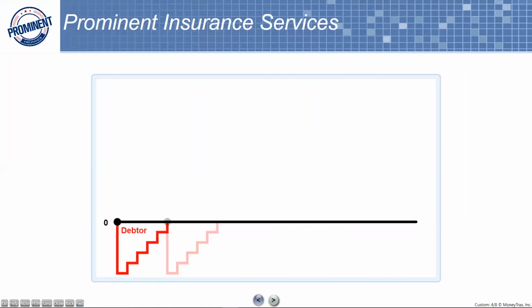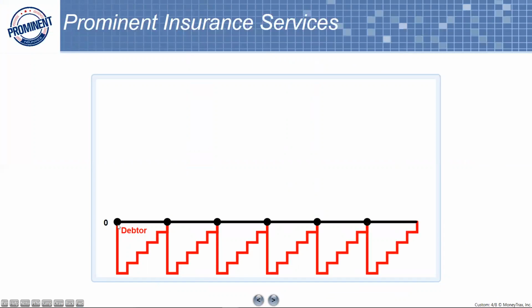So let's go. And this is an illustration of the debtor. Starts at the zero line, goes down. Anytime he wants to borrow something, he has to borrow below zero, and then he pays it off. Then he wants to borrow something again. So this is a continuum. And at the end of the cycle, you end up in the same position.